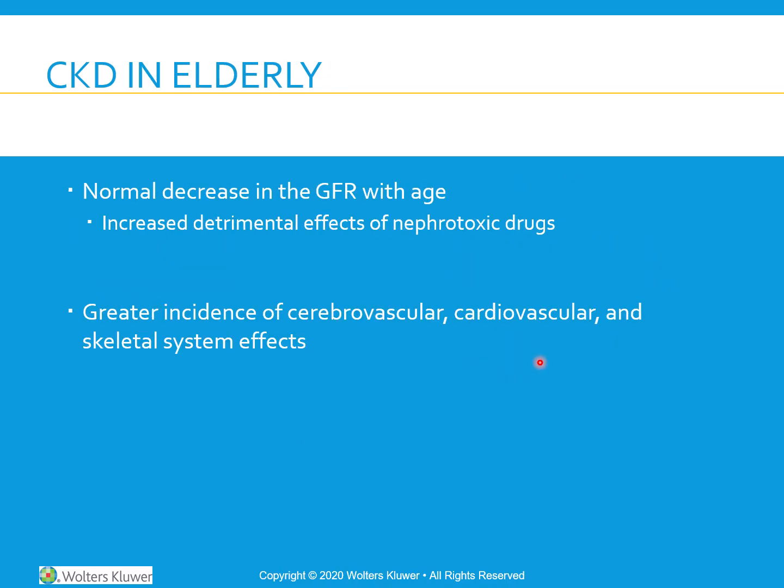And with elderly patients, there is an overall normal decrease of GFR with age. And that's what we talk about when we talk about that renal reserve with aging. So this overall decrease in GFR over the years. So these patients have increased detrimental effects of nephrotoxic drugs. So even if someone doesn't have a diagnosis of CKD, any nephrotoxic drug needs to be used with extreme caution in older patients.